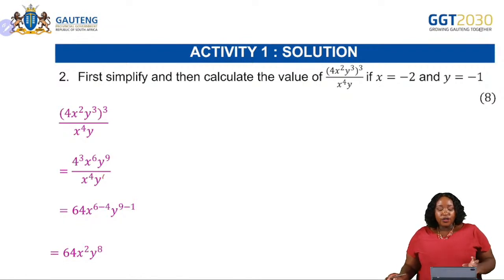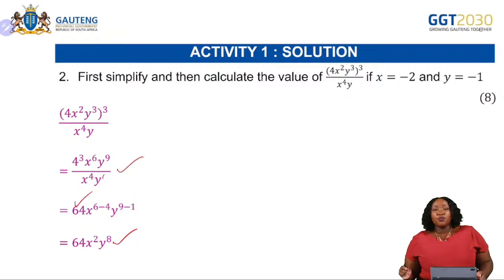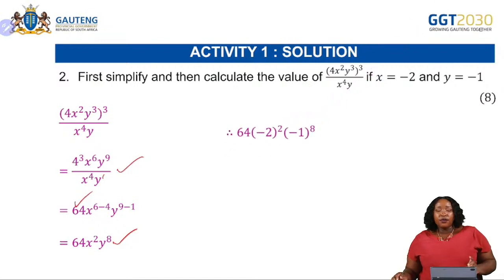Okay. So just for getting here, this question is out of 8 marks, right? So for having 64 there, you get a mark. And for this correct step will also get you a mark. Distributing the exponent correctly also gets you a mark. Okay. And then from there, so you've done the simplifying part.